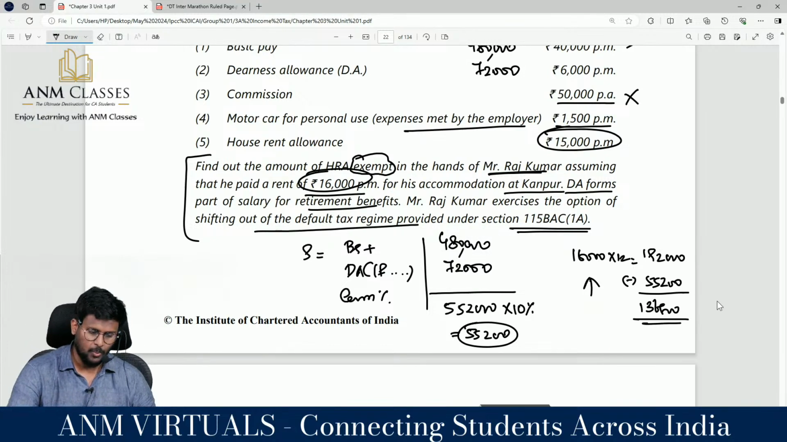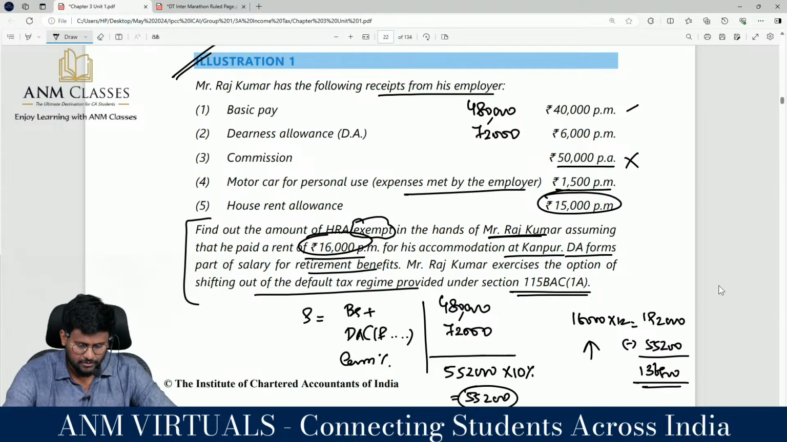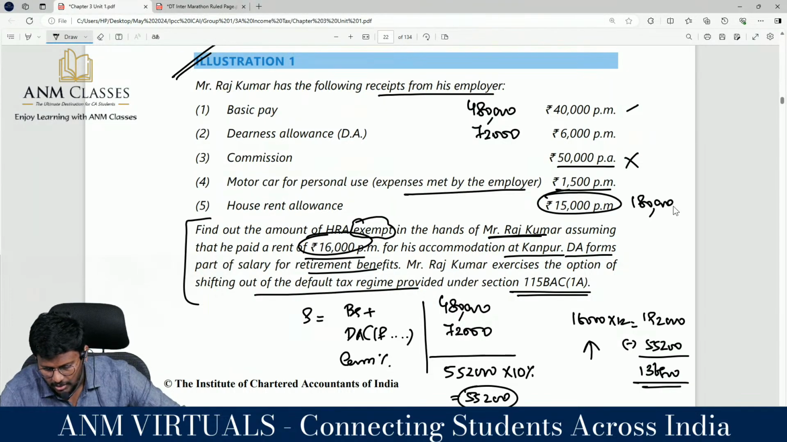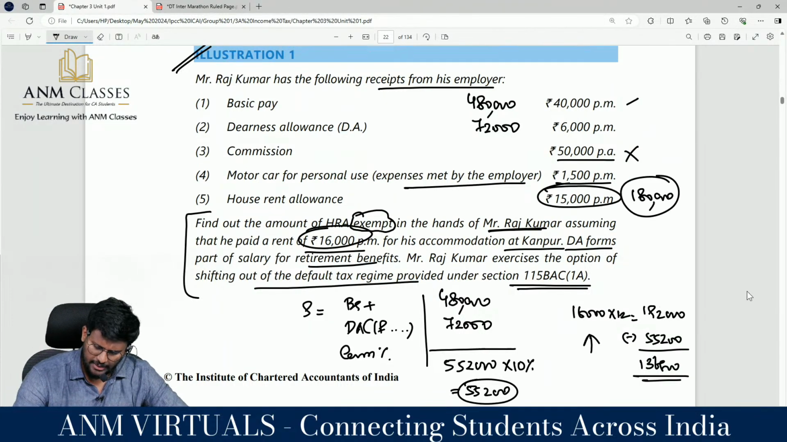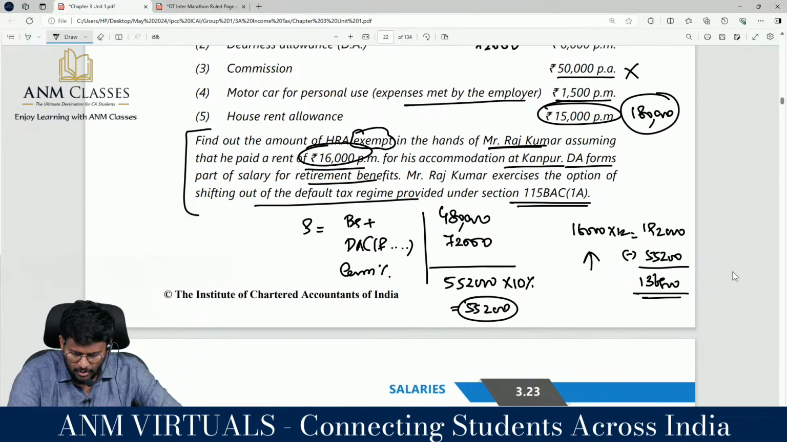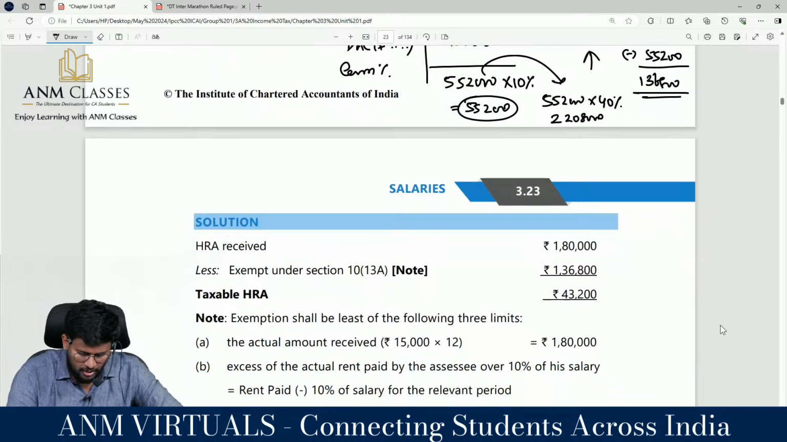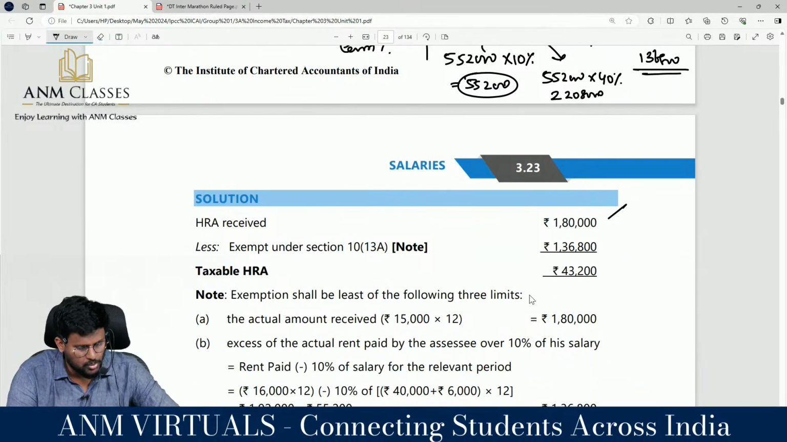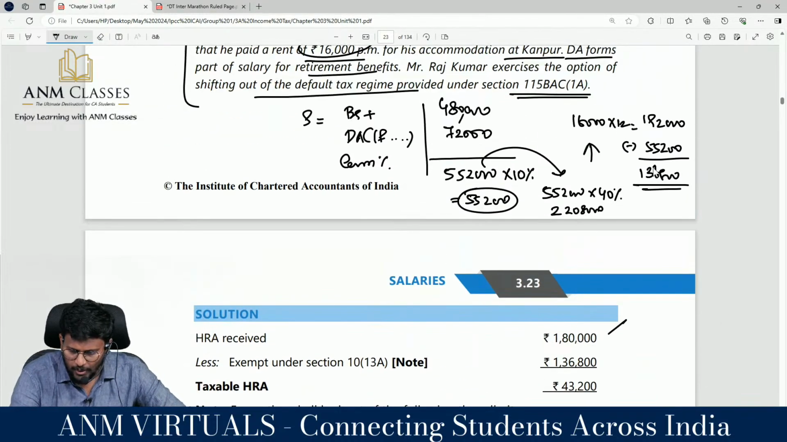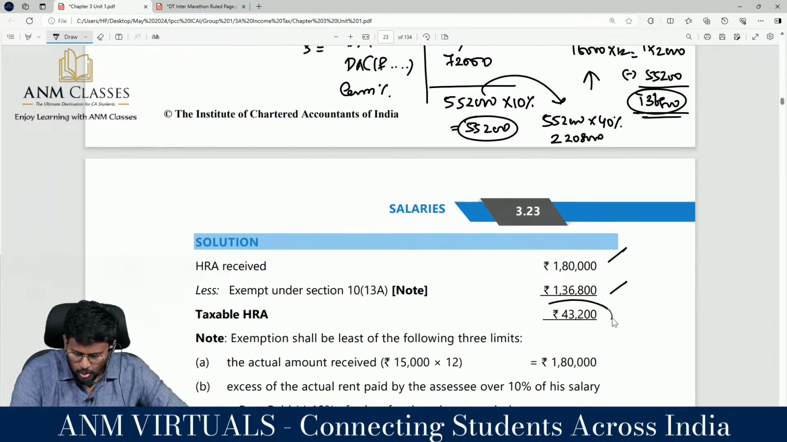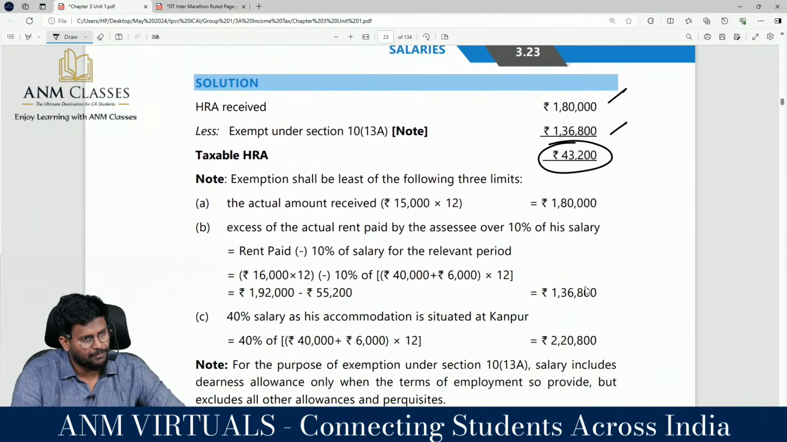Yes, sir. Next one, what is the actual HRA received? 1 lakh 80,000. Yes, what percent of salary? So 5 lakh 52,000 into what percent? 40% comes to 2 lakh 20,000. Right? Yes, sir. HRA received 1 lakh 80,000, less exempted 1 lakh 36,800. So taxable is 43,000.